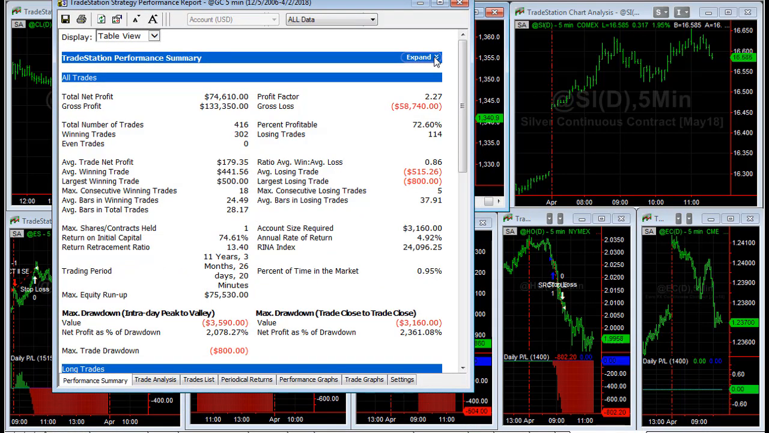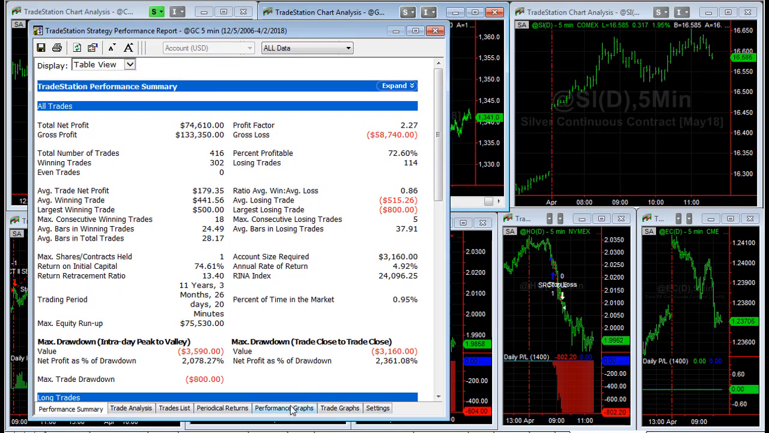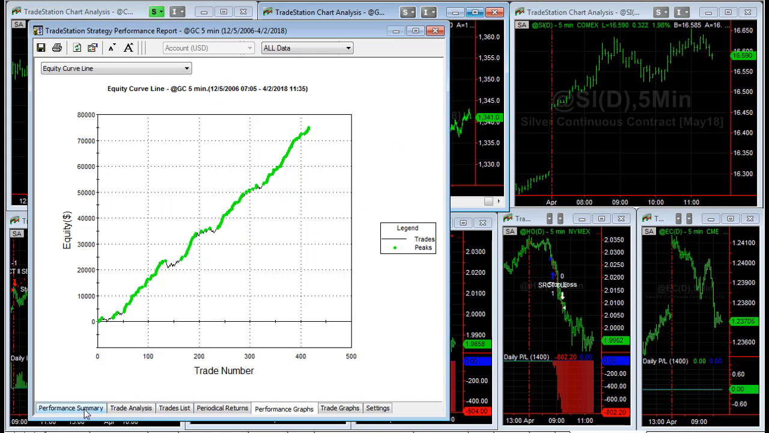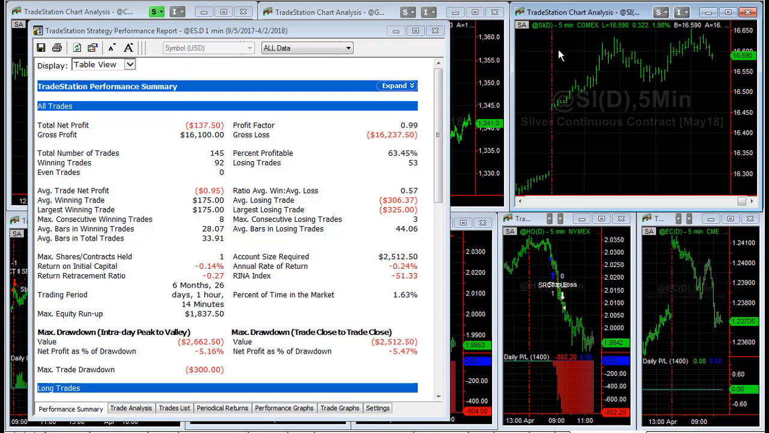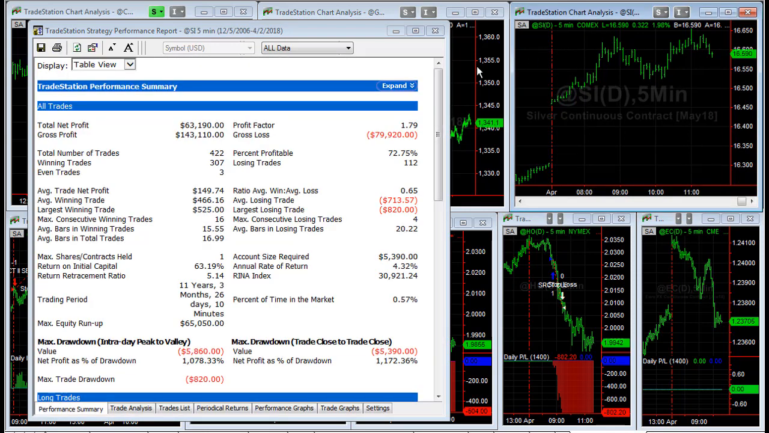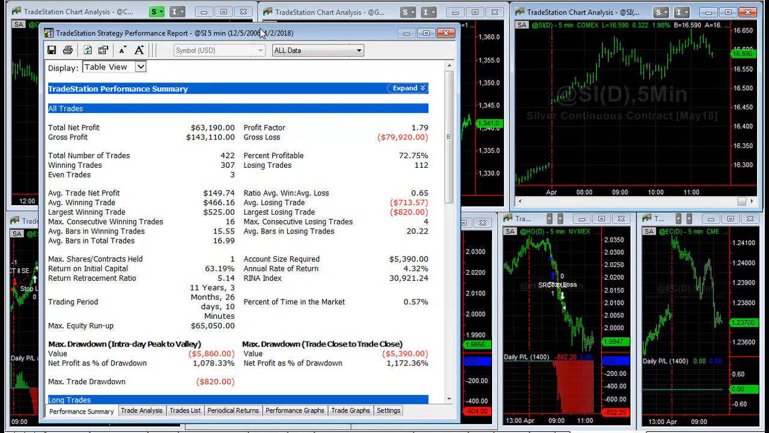SR CounterTrend gold is trading today, but SR CounterTrend 2 gold is not. And so you see the equity curve there. Average trade profit 179, and then silver. These markets, crude oil and gold, have the highest average trade profit. Silver a little bit lower, and you get a little bit more slippage in silver.